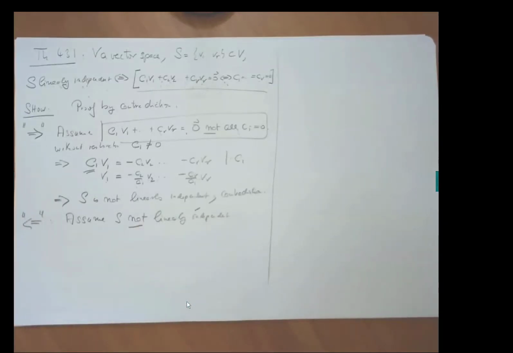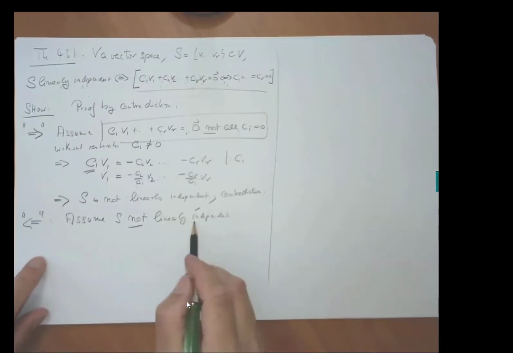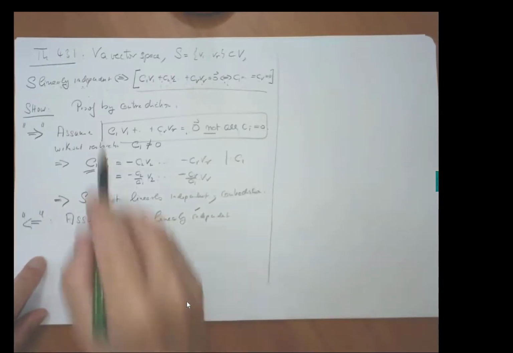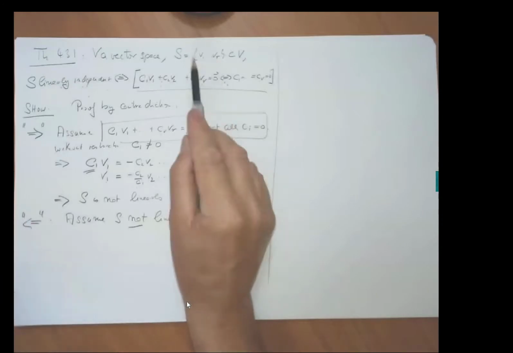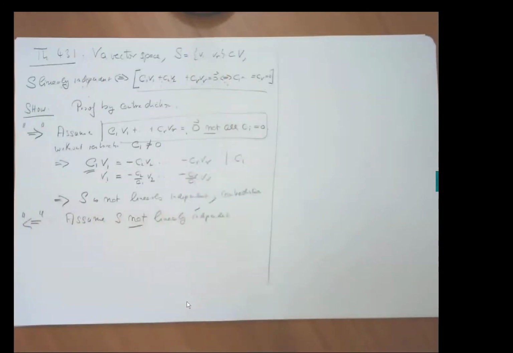Okay, if it's not linearly independent, then by our definition it means one of these vectors can be written as a combination of the others. That is what not linearly independent means. And again, without restriction, we can assume that V1 can be written as a combination of the others. If it's V15, same thing. It will not change our proof.